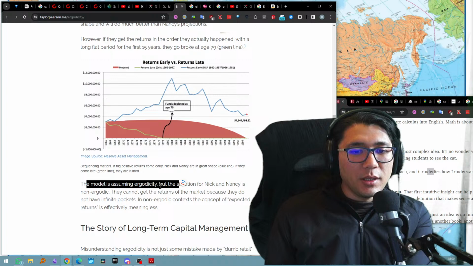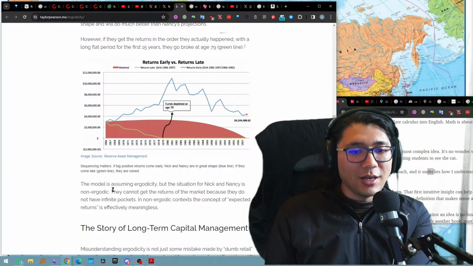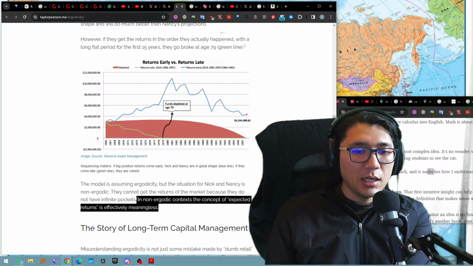The model is assuming ergodicity, but the situation for Nick and Nancy is non-ergodic. They cannot get the returns of the market because they do not have infinite pockets. In non-ergodic contexts, the concept of expected returns is effectively meaningless.